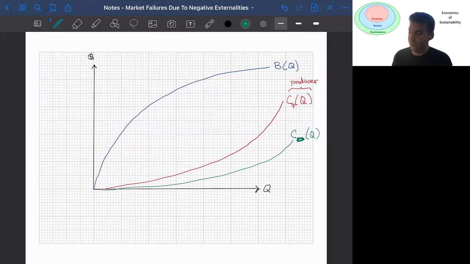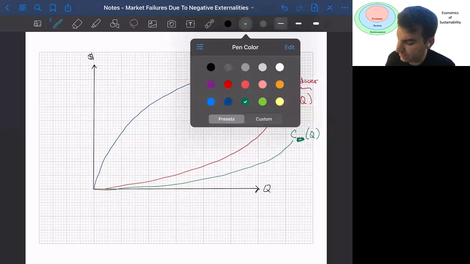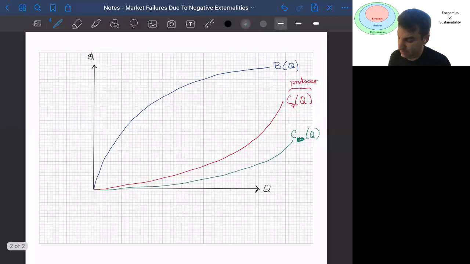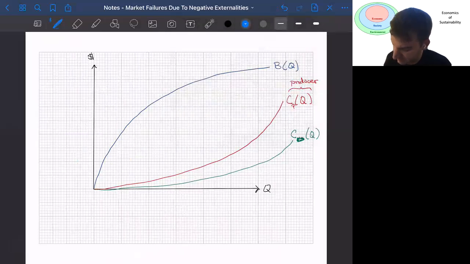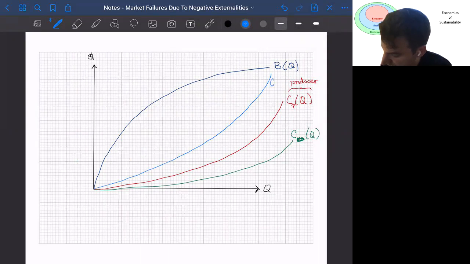And so if we were to add those together, then we would get an even steeper rising cost curve. And so the total cost curve, which maybe I'll write in the light blue color to be consistent, is like even steeper rising. And so you can think of this as the true cost to society.